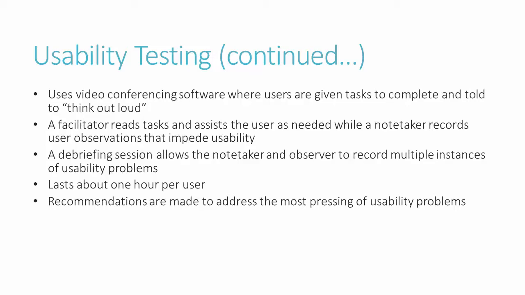With this method, you'll use video conferencing software where users are given tasks to complete and told to think out loud. A facilitator reads tasks and assists the user as needed, while a note-taker records user observations that impede usability. A debriefing session allows the note-taker and observer to record multiple instances of usability problems. Each session, including the debriefing, lasts about 1 hour per user. Post-testing recommendations are made to address the most pressing usability problems.